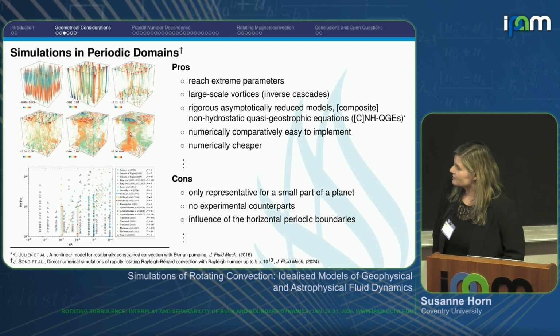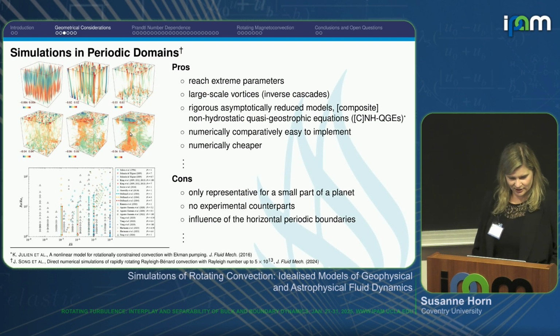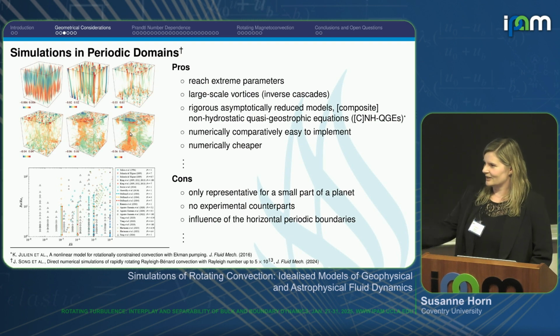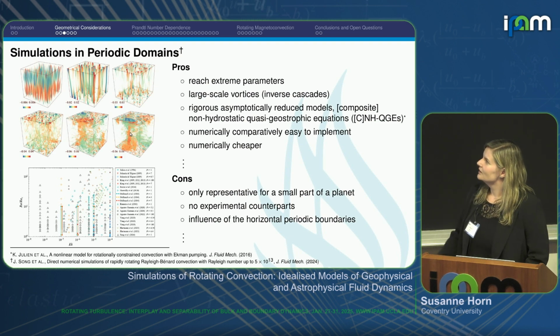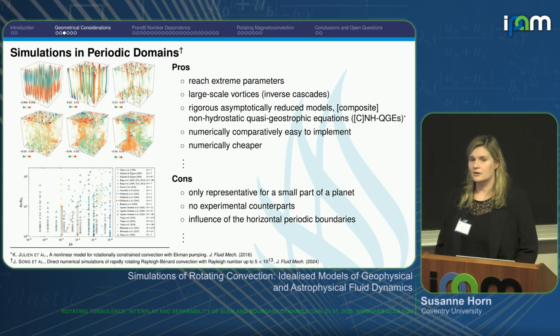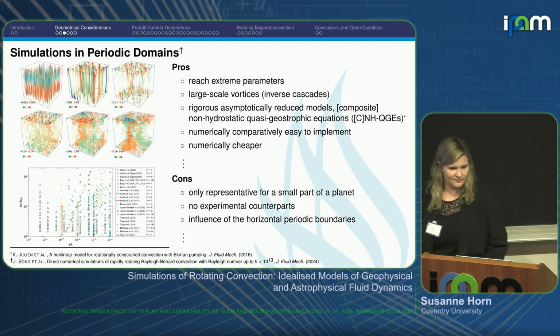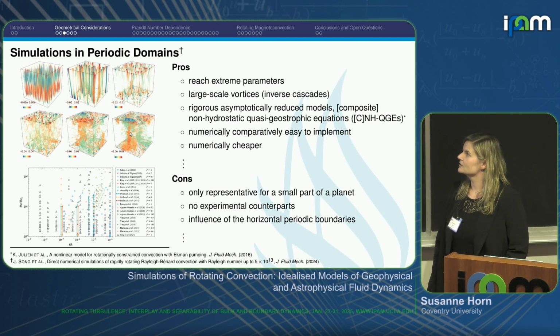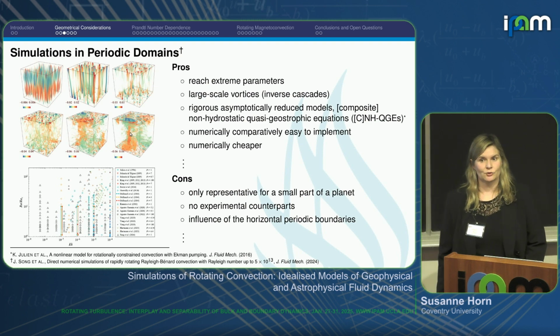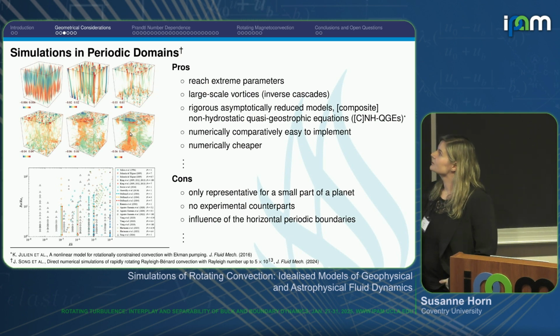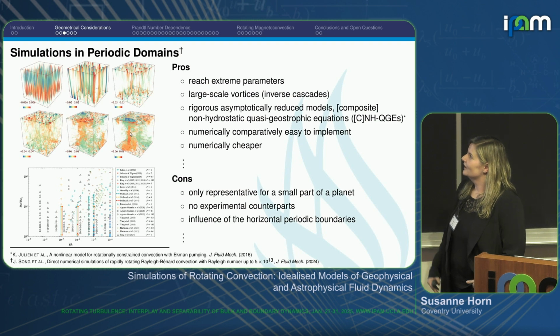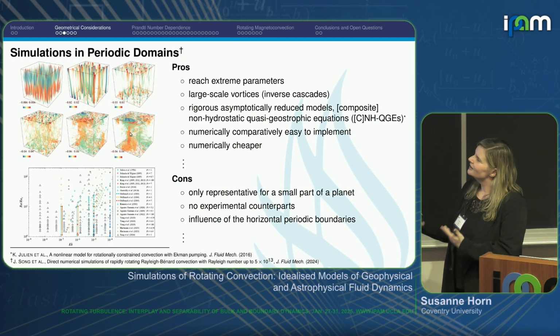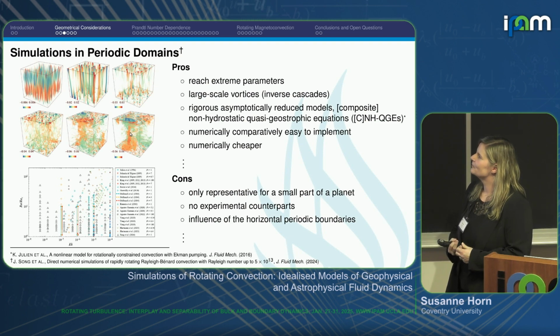The nice thing about them is, so this is from simulations from Song, but I think there are also lots of simulations from the group around Keith Julien. Mike has done some. If you have periodic domains, the nice thing here is we can reach more extreme parameters than probably in spherical shells because it's numerically much cheaper. One of the nice things is this is one of the domains where we've seen large-scale vortices, which we hope are relevant for geophysics, and we have inverse cascades that we can nicely study. We can also use the asymptotically reduced models, or most of them, I think there are also some in spheres, are in more periodic domains.